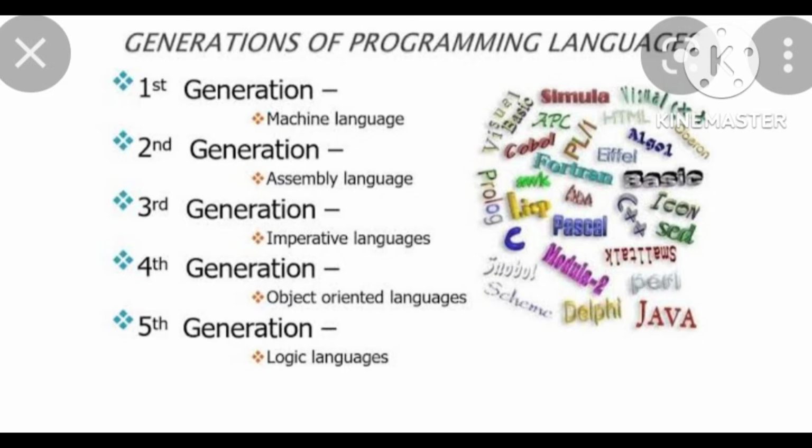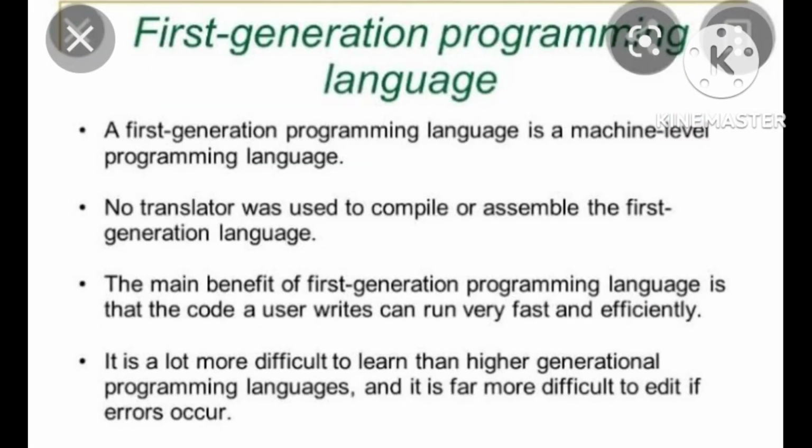First generation is machine language. Second generation is assembly language. Third generation is imperative languages. The fourth generation is object oriented languages. And the fifth generation is logic languages. First, we discuss the first generation programming language.